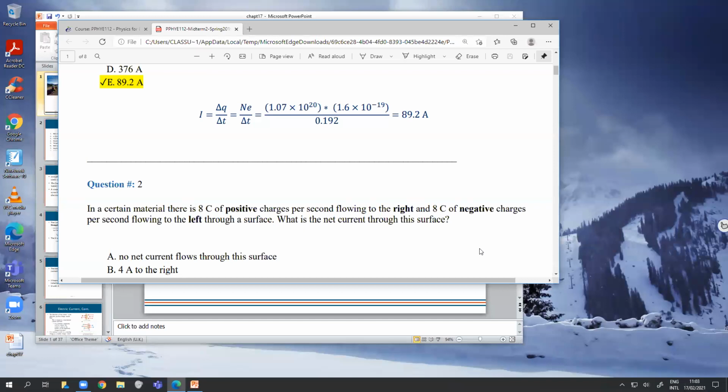Let's do question number 2. So let me read here. This is a good question, okay? Because this tests another concept. The math is very simple, but it's not the math that is important here, it's the concept.